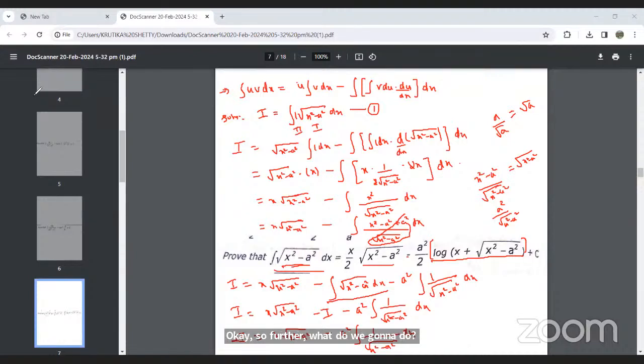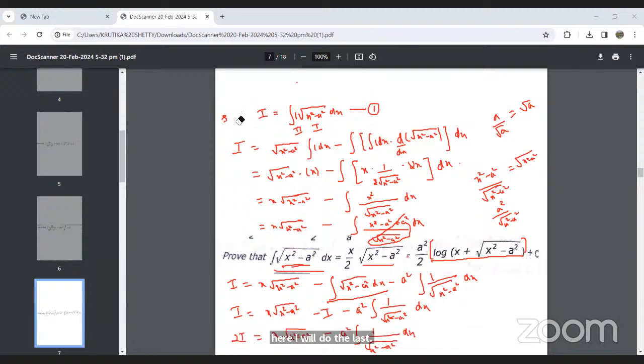So the next step, we have almost completed it. This 2I we will be shifting to the LHS, and we will be writing down the integral of 1 upon root of x square minus a square. So when we do this, here I will do the last step on the top.